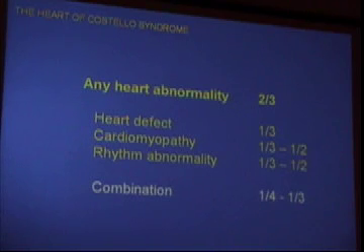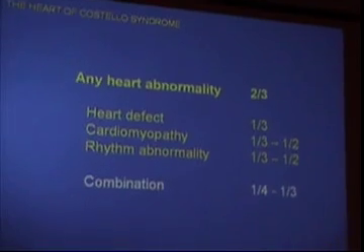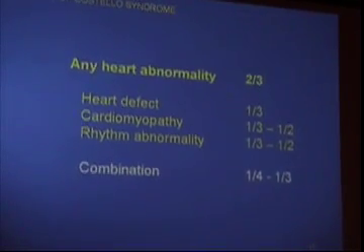I'm just going to pause for a second. Any questions? Sorry, can you repeat that any heart abnormality number again? 2/3. It's still about right. I made a mistake in my abstract. At least it says 1/3. But your folder's fine.